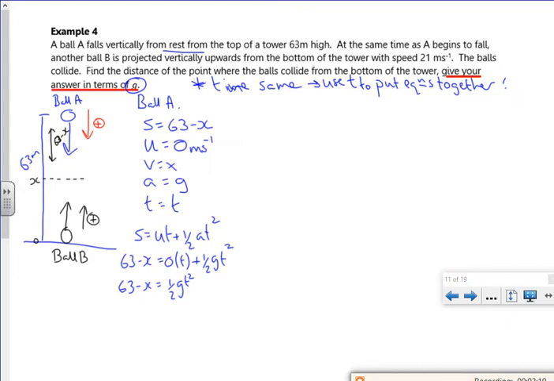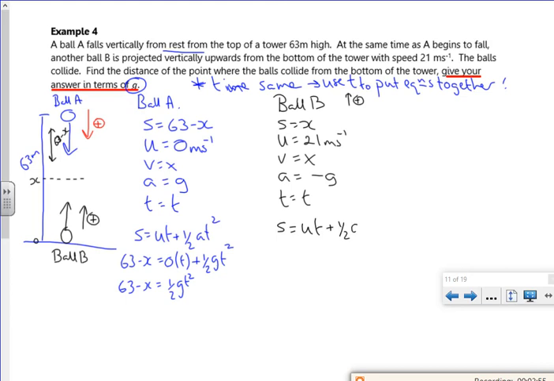Let's have a look at ball B. Ball B traveled x distance, u was 21 meters per second. Now remember, for ball B, positive is going up. v, not bothered about, so this time a is minus g because gravity is acting against it. And t is the same time. So once again, s equals ut plus a half at squared. So x is 21t plus a half, oh, minus a half, isn't it? It's a half of minus g, t squared. There. So I've got those two equations now.